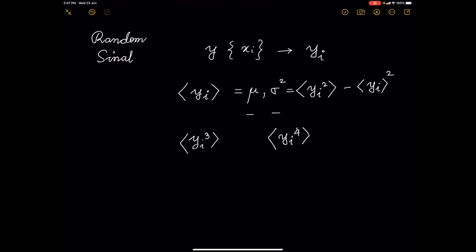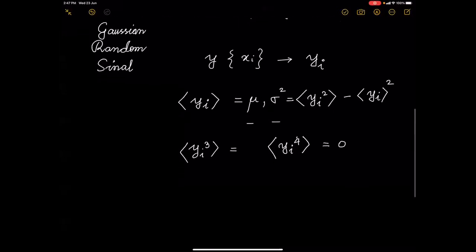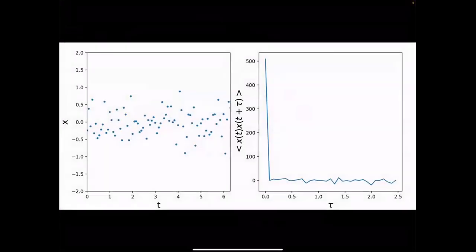So the other thing I said, that in radio astronomy, all the signals are random. It's also Gaussian random, which essentially means that all these higher order terms are 0. Okay, so we have been introduced. So let us look at two signals to get this point home.